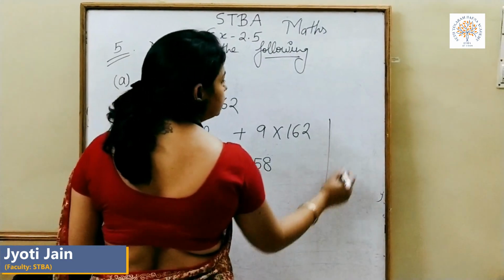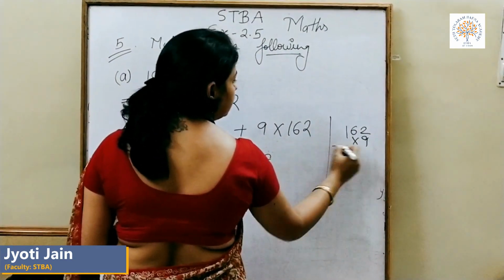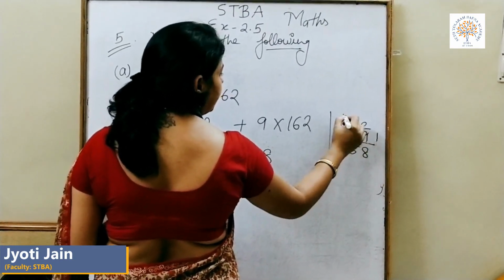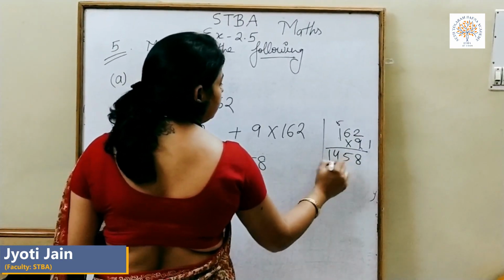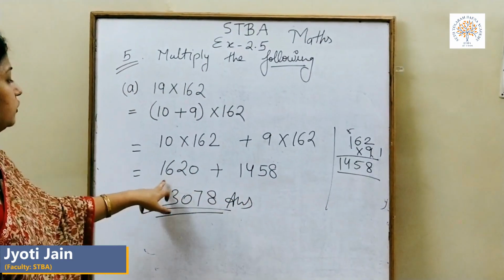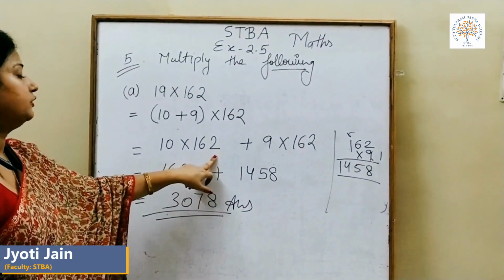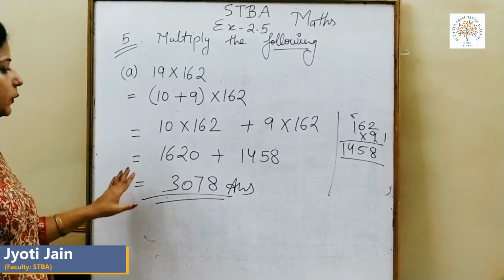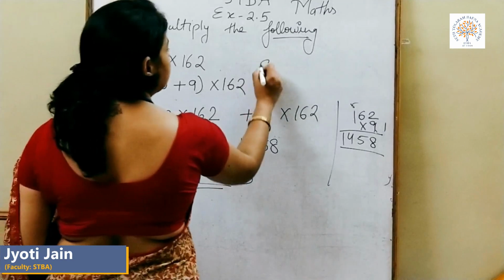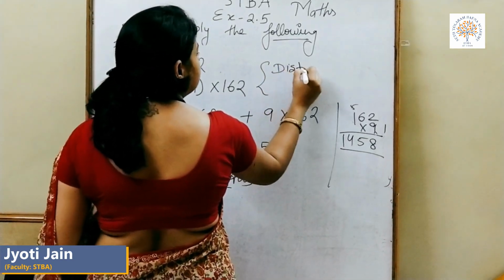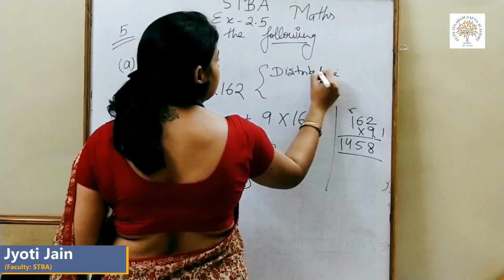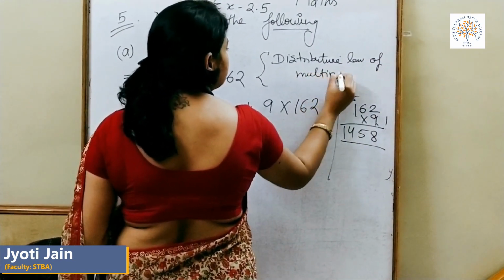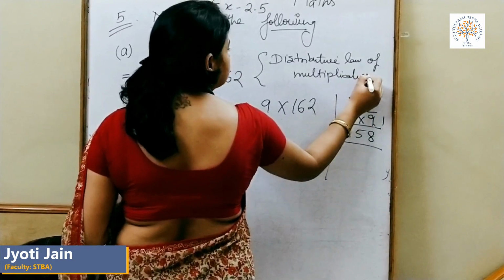Okay, if you are having any confusion, you can multiply here. 9 2s are 18, 9 6s are 54 plus 1 55, 9 1s are 9 and 5 is 14. 1458 and you can add them. It is easy one. 162 multiplied by 10, so we will get 1620. Add them. This is again right here distributive law of multiplication over addition.